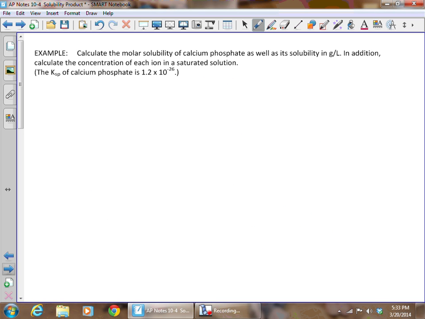Another type of calculation might ask us to calculate the molar solubility of another compound called calcium phosphate, which is Ca3(PO4)2. So this calcium is a +2 ion and phosphate is a -3 ion. This also asks us to calculate the solubility in grams per liter, and it also asks us to calculate the concentration of each ion in the saturated solution. Now remember, molar solubility is X, so it's asking us to calculate X. It also gives us the KSP of calcium phosphate as 1.2 times 10 to the minus 26.